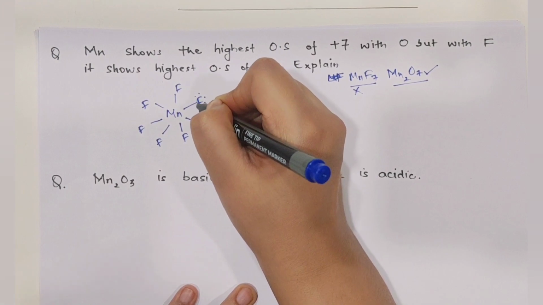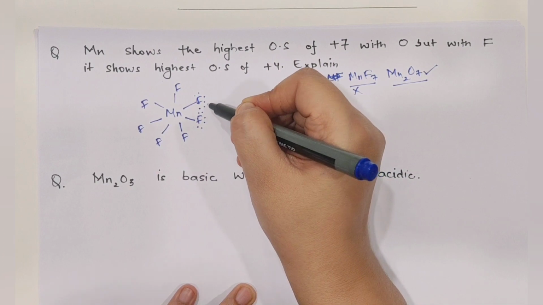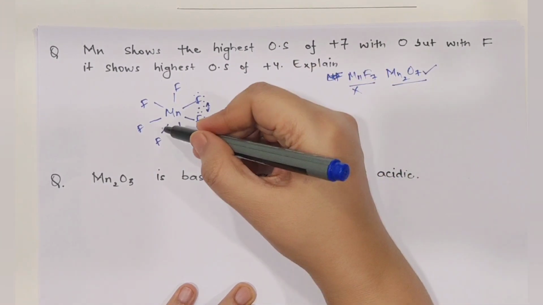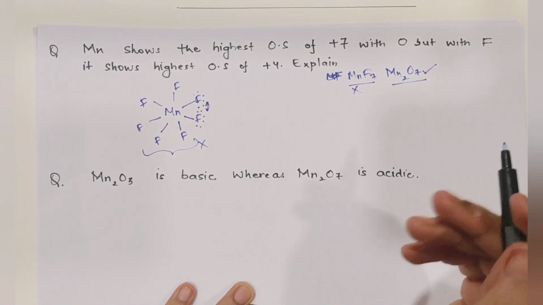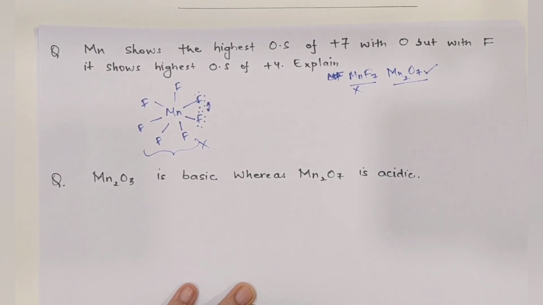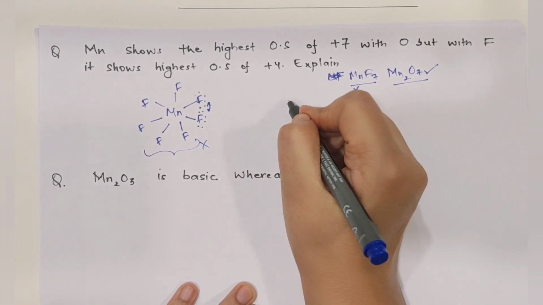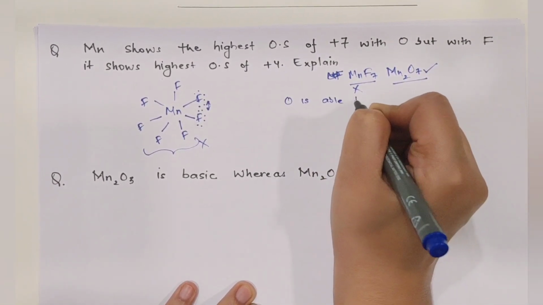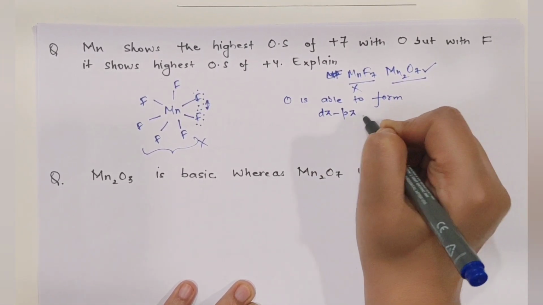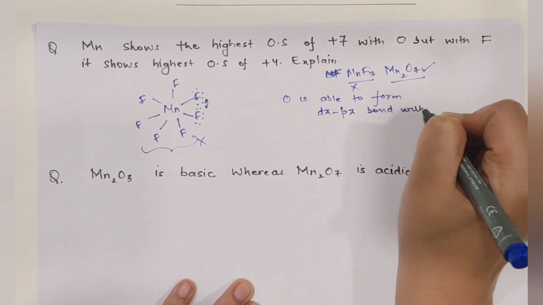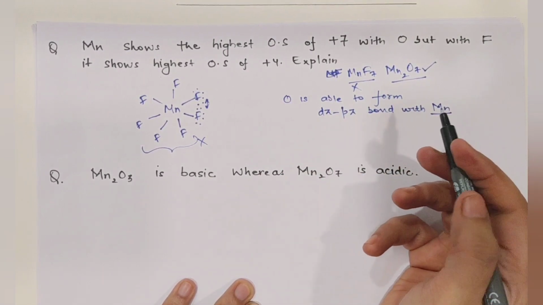Obviously, if this many fluorines would surround the manganese, there's going to be electron-electron repulsion. There would be steric hindrance. Okay, so this compound is not going to be a very stable one. But in the case of oxygen, the good thing is that oxygen is able to form double bonds. Oxygen is able to form a d pi p pi bond with manganese. Basically, it's the fancy way of saying that oxygen forms a double bond.